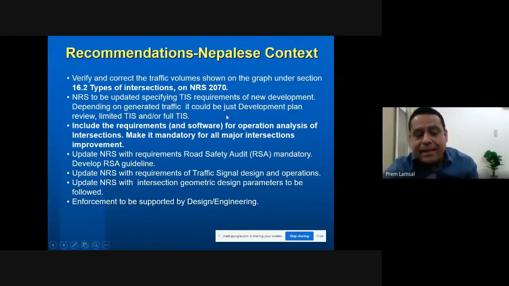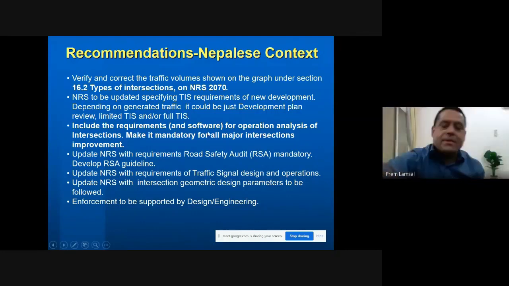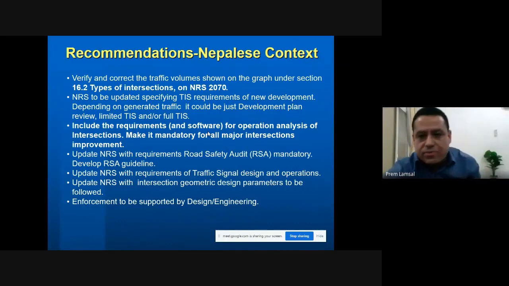Normally, in Middle Eastern countries, they even specify the software. For example, all signalized intersections have to be analyzed in Synchro, so that whatever results come out, they are uniform. Even in our country, if possible, it would be very good to have this. Again, I'd like to add that road safety audits have to be made mandatory at different stages, and the Nepal road standard can specify those requirements. Similarly, traffic signal design and geometric design parameters should also be clear in the guidelines, so it will be easy for everyone using those guidelines to implement them.